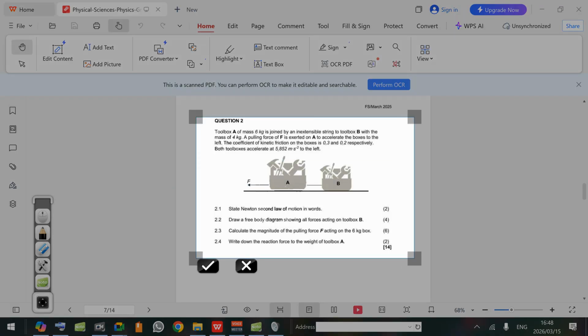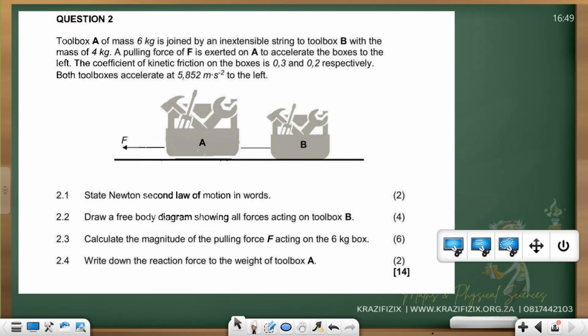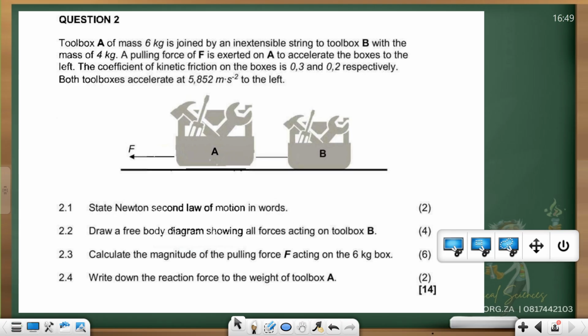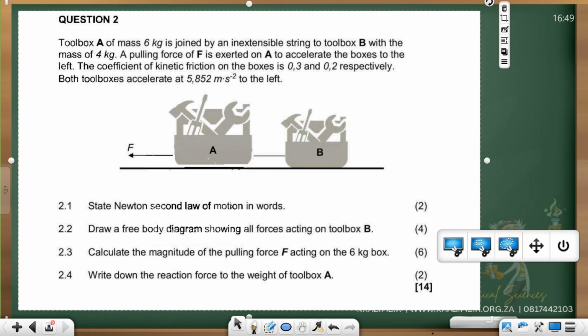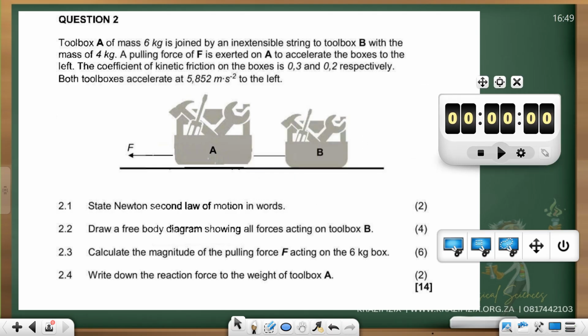I'm going to give you time to try, guys. Please, I won't be giving you so much time, so you have to do it very fast. This is 14 marks. I'm going to give you 12 minutes. Try to work as fast as possible. Get the most marks that you can get because of our time. All right, there we go.